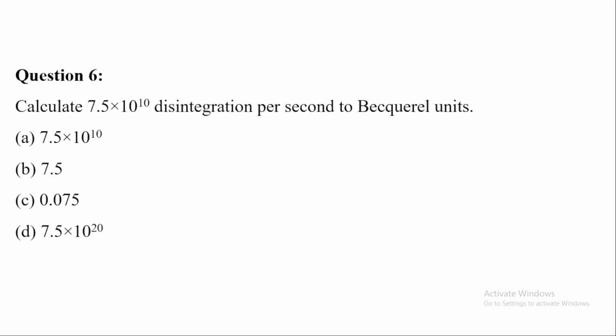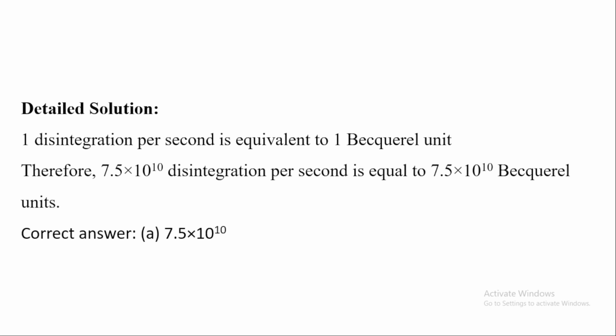Calculate 7.5 into 10 raised to the power 10 disintegration per second to becquerel units. So what is becquerel units? First we have to see. So 1 disintegration per second is equivalent to 1 becquerel unit.